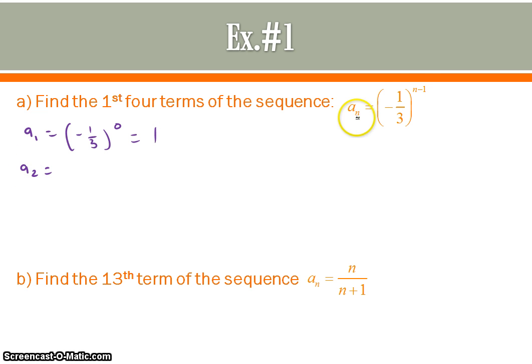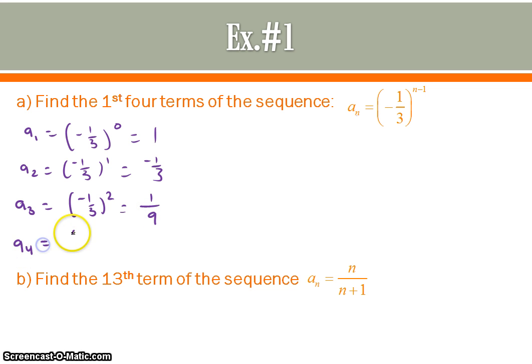A sub 2, so now we're plugging in n equals 2. So it's minus 1/3 to the 1 power, because 2 minus 1 is 1. Minus 1/3. A sub 3, the third term, so we plug in n equals 3. So it's minus 1/3 squared, which is minus 1/3 times minus 1/3, which is a positive 1/9. And for the fourth term, we're going to do minus 1/3 cubed, which is minus 1/3 times minus 1/3 times minus 1/3, which is minus 1 over 27.